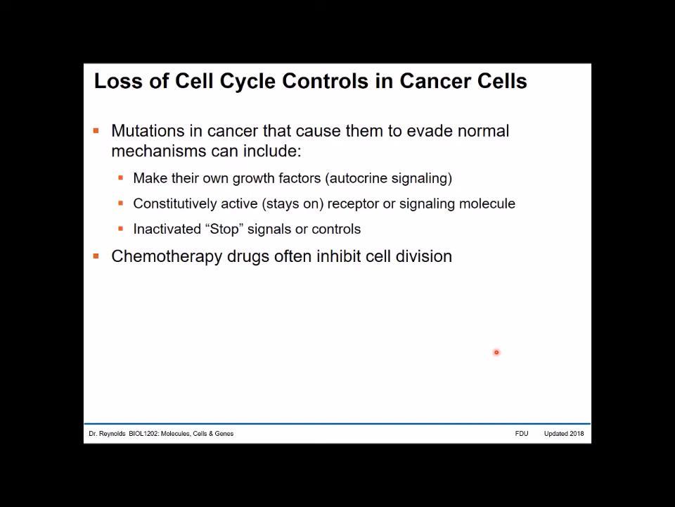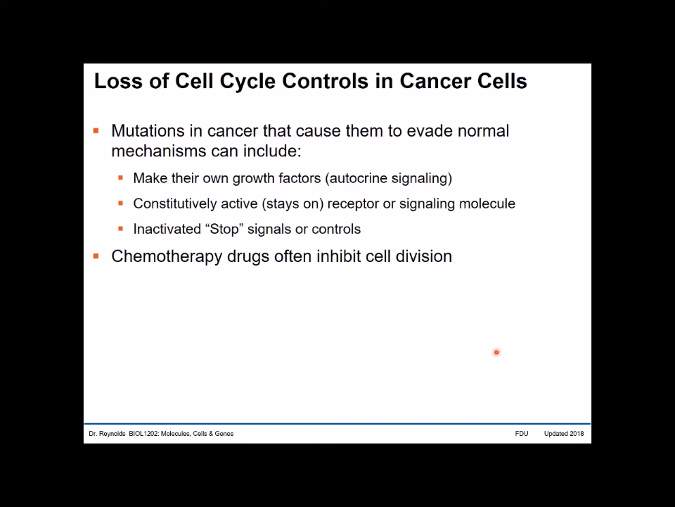This can happen in a lot of different ways in the cell, like receptor tyrosine kinases staying phosphorylated and not responding to the dephosphorylation. Another is you can inactivate stop signals or controls. So you can actually get rid of certain kinds of caspases, or you can go through the process of mutating a variety of different proteins that serve as those stop signals.